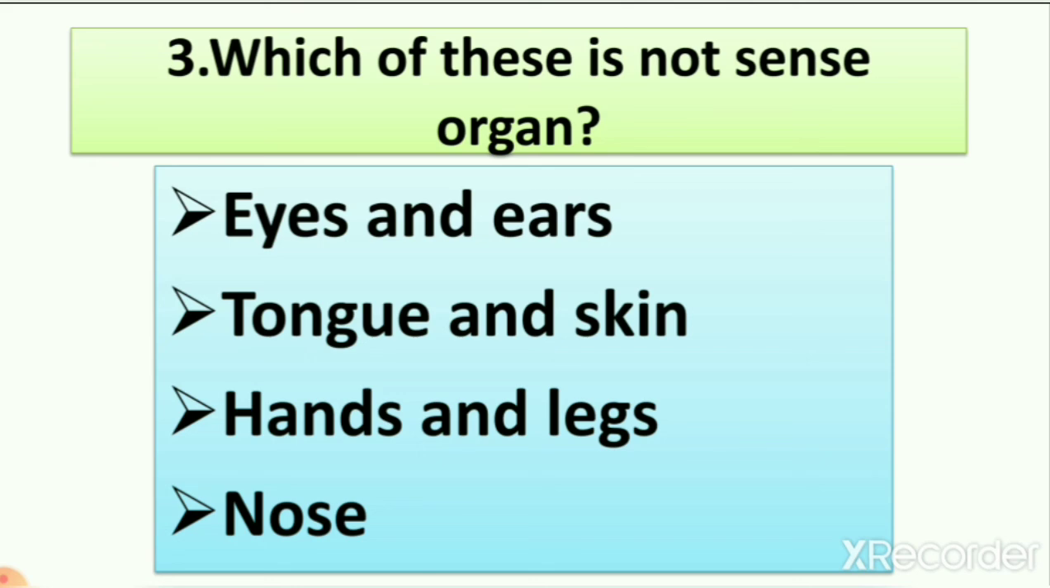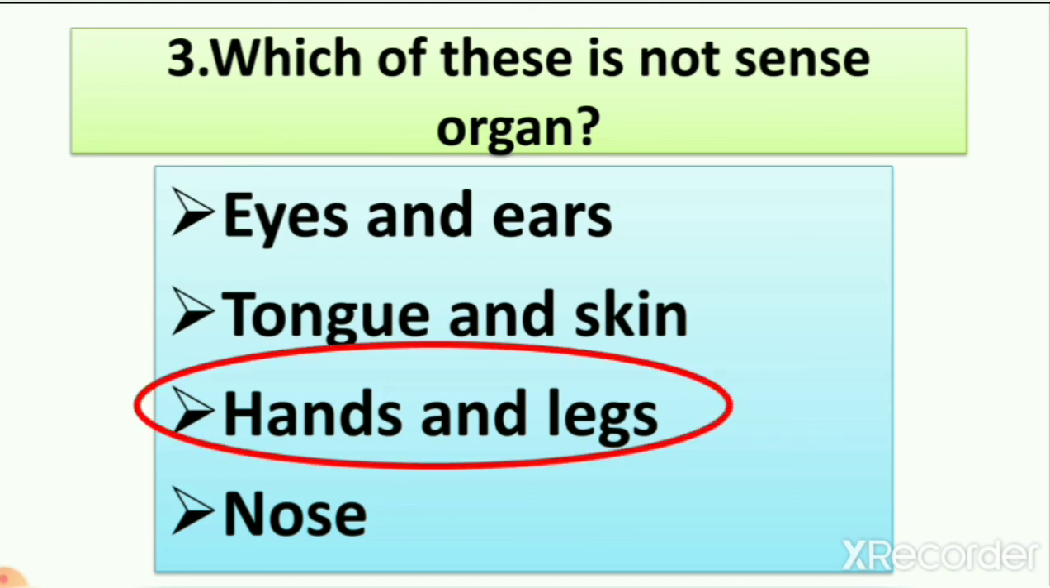So we have options here: eyes and ears, so these are sense organs. Then tongue and skin, these are also sense organs. Hands and legs. When we learn about hands and legs, we learn that hands and legs are our body parts, but they are not sense organs. So our answer is hands and legs. So we circle hands and legs. So we have 5 sense organs. You can see here these 5 sense organs, and hands and legs are not among them.